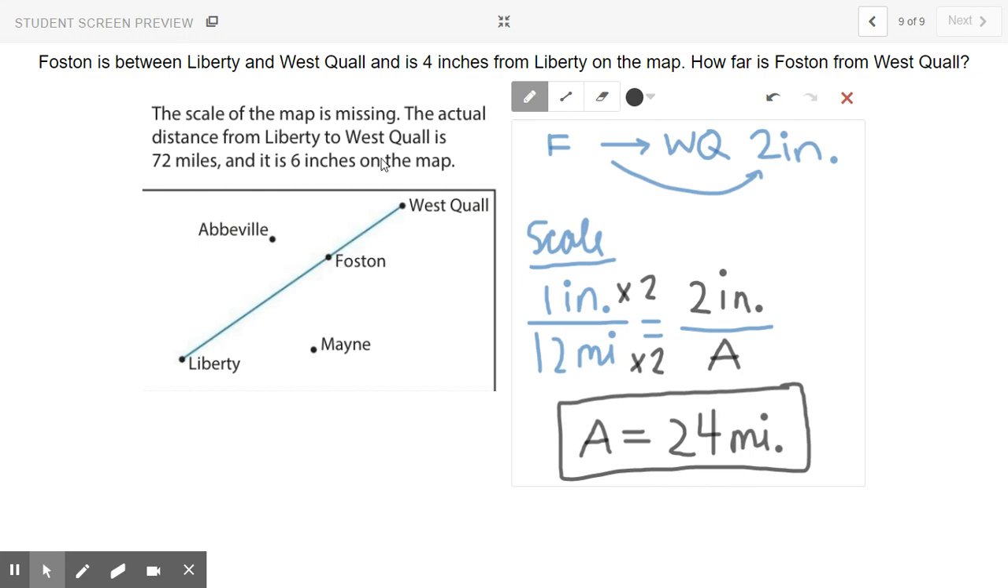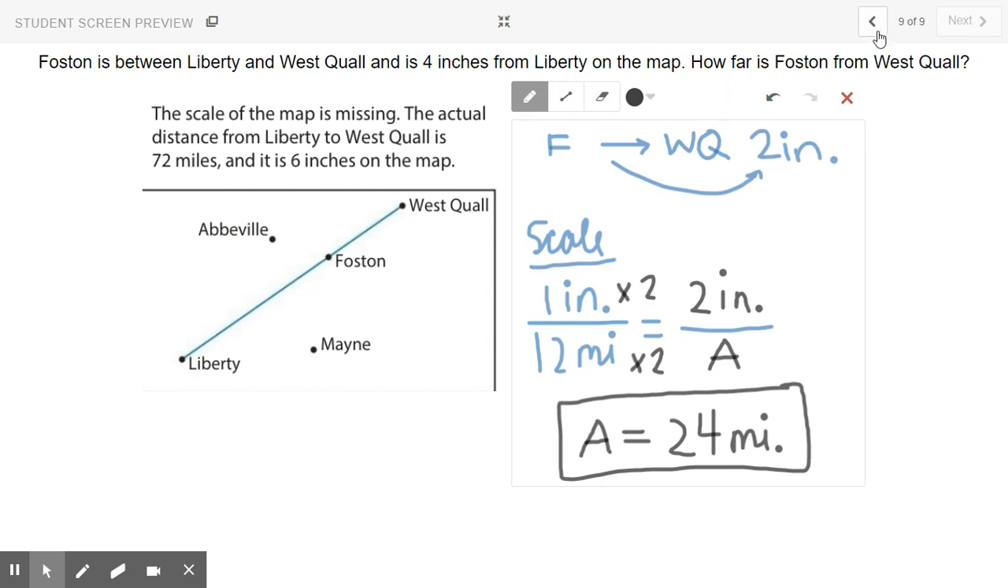Now, here it says Liberty to West Qual is 6 inches. But what we're looking for is the distance from Boston to West Qual. So if I know Liberty to West Qual is 6 inches, and Liberty to Boston is 4, how far on the map would Boston to West Qual be? 6 minus 4 is 2. So Boston to West Qual is 2 inches.